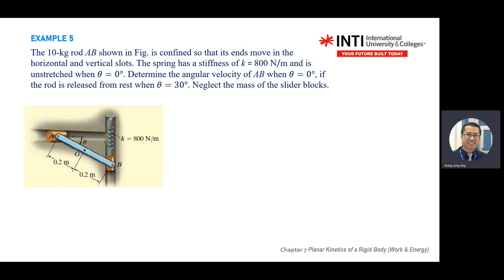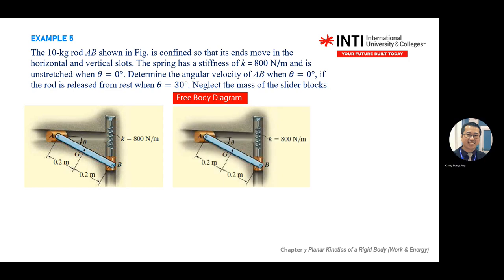So how do you find the angular velocity omega when theta is zero? In this case, besides using F equals ma and the moment equation, you still cannot solve it. So you can try conservation of energy in this question. Basically, when you see a spring, most of the time you use conservation of energy, or the energy equation.